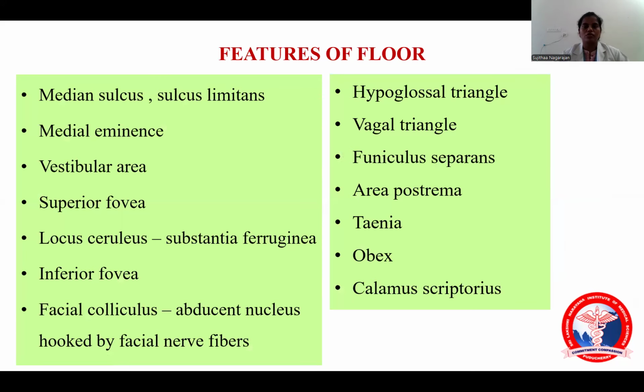Features of the floor. In the floor we have a list of features. We shall see the median sulcus. Then we have another sulcus called the sulcus limitans. Then we have the medial eminence, vestibular area, superior fovea, locus ceruleus, then substantia ferruginea, inferior fovea, facial colliculus, which is the abducens nucleus hooked by the facial nerve fibers. Hypoglossal triangle, vagal triangle, funiculus separatus, area postrema, tinea, obex, calamus scriptorius. We shall see all these features in pictures.